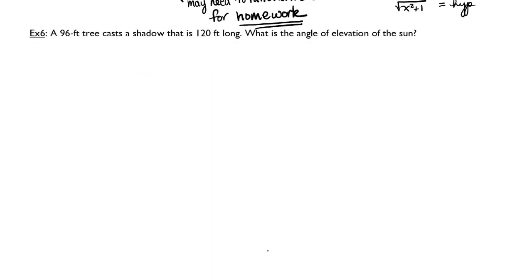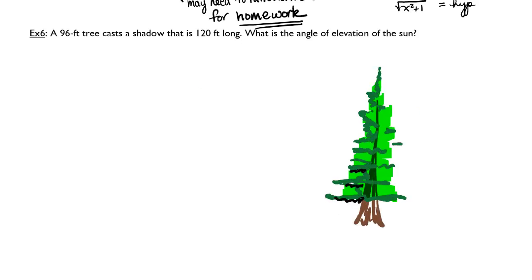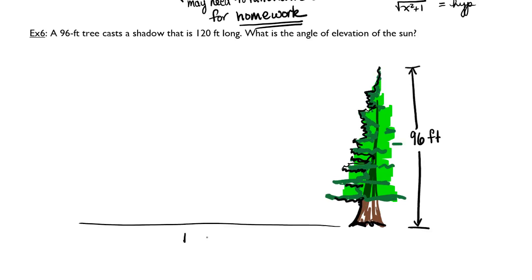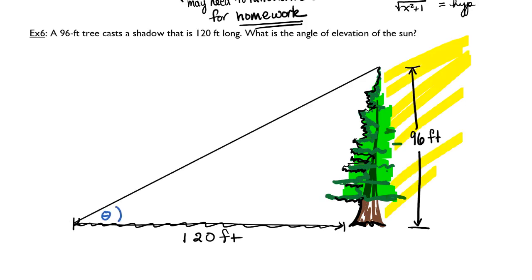So this last question says, a 96-foot tree casts a shadow that is 120 feet long. What is the angle of elevation of the sun? Well, here is our tree. So the sun is shining in on the tree. The tree is 96 feet tall. It has a shadow that's 120 feet long. We need to find the angle of elevation of the sun. This is the angle of elevation here.